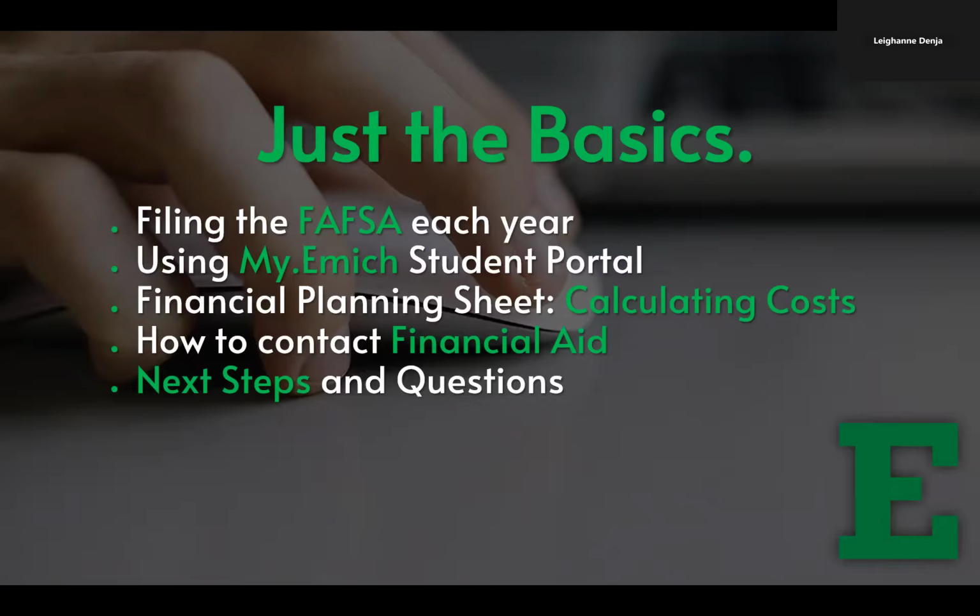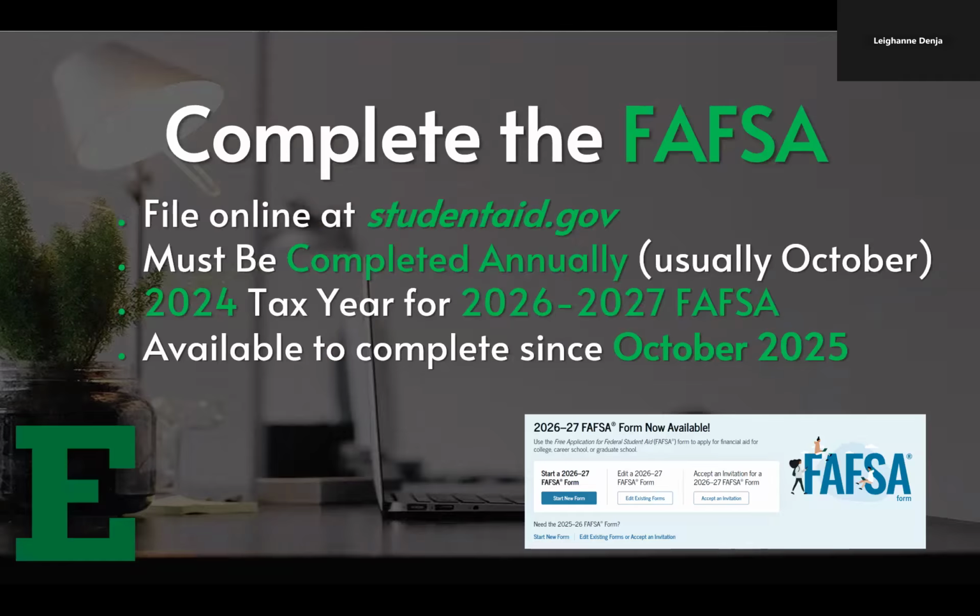So we're going to talk a bit about what you need to do to file for financial aid each year, how to use your MyEMISH student portal to manage your financial aid, how to use the calculating costs financial planning worksheet that's in each of your SOAR workbooks, as well as how to contact financial aid, and then some things to be doing between when you come to SOAR for orientation and when you start in the fall semester.